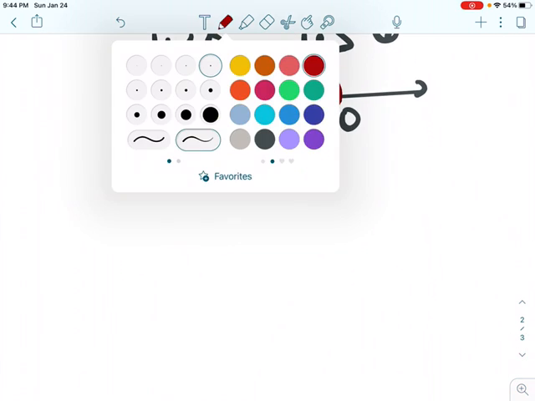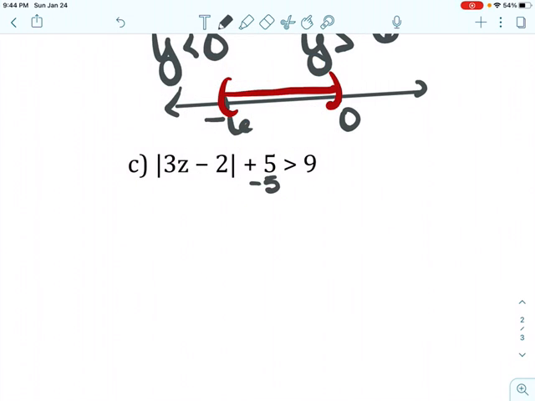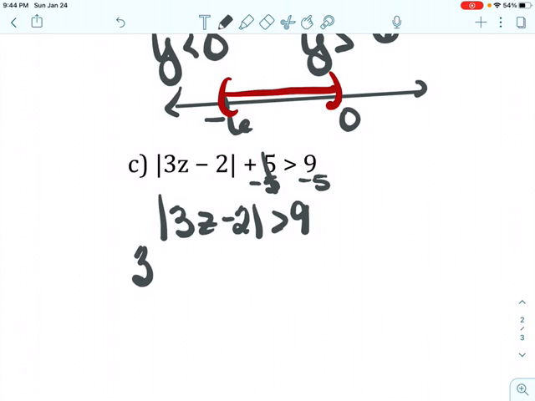Okay, let's try this one. Oh my gosh, I am so sorry. Subtract 5, 3z minus 2 is greater than 9. Okay, so we want all the values that are inside our absolute value to be greater than 9, so I got to figure out what that distance from 0 is. Now I've got to figure out what that z value is.